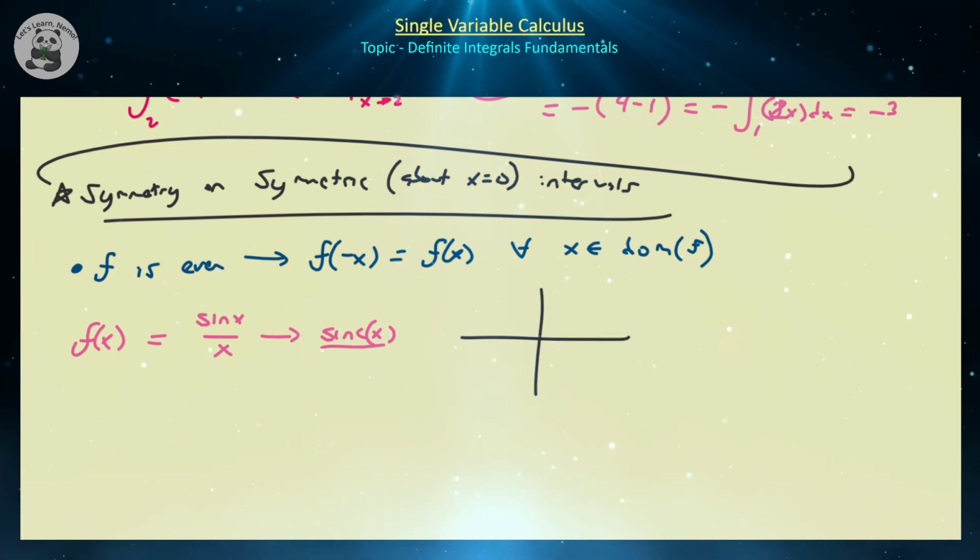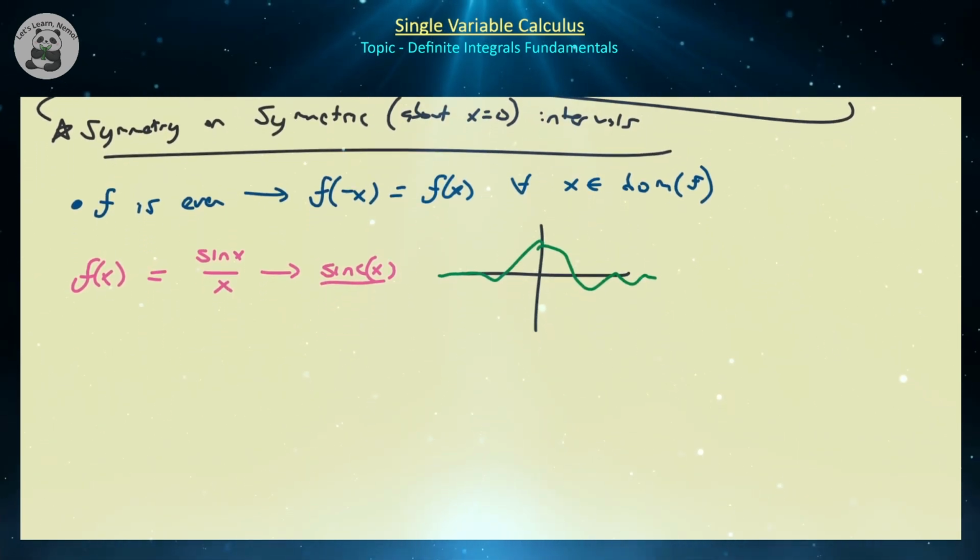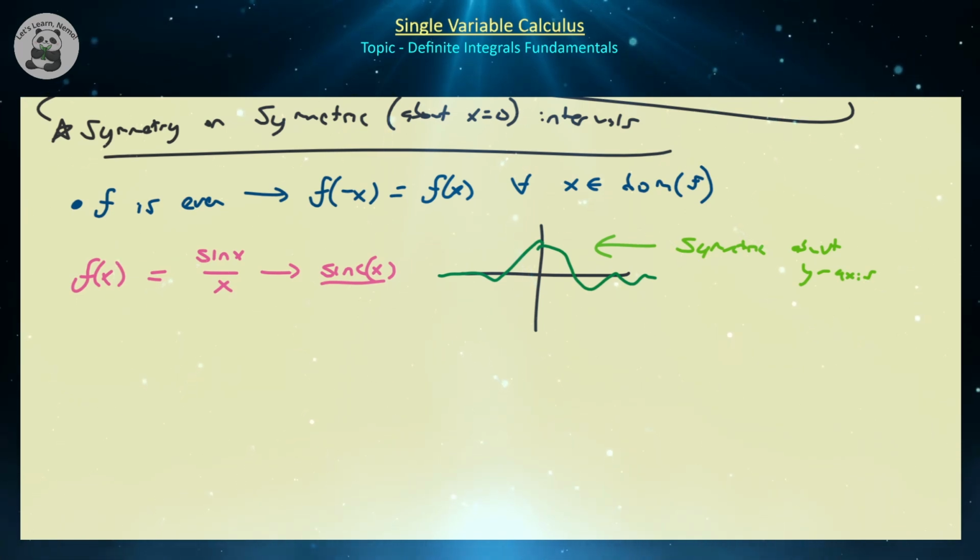You might remember this as almost like a sine wave, but it sort of dampens as you go to infinity. So it's a wiggly sine wave that dampens on the tails. So that's our sinc function. Notice that it is symmetric about the y-axis. That's usually what we refer to as an even function, right?